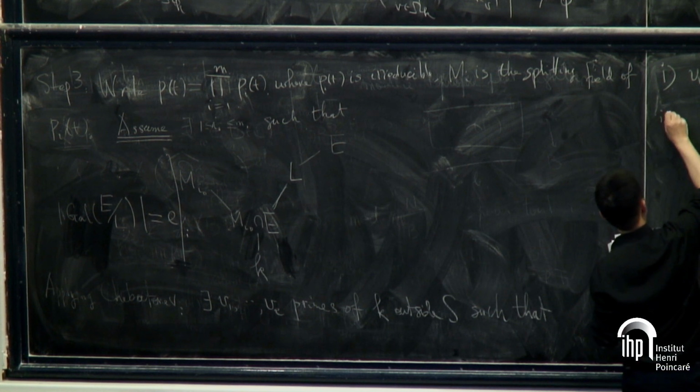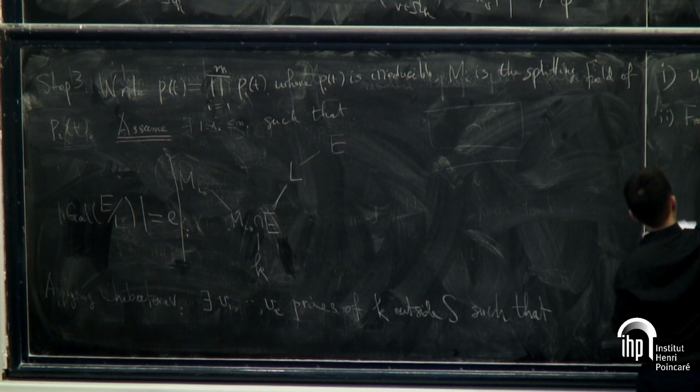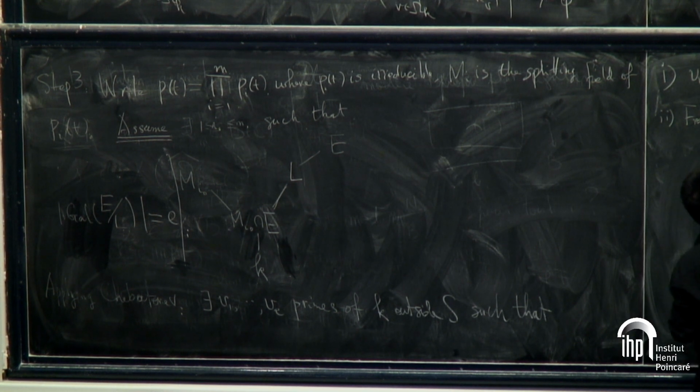The second property is that the Frobenius of Vi is the conjugacy class of a non-trivial element g, a non-trivial element in this Galois group of L over K.